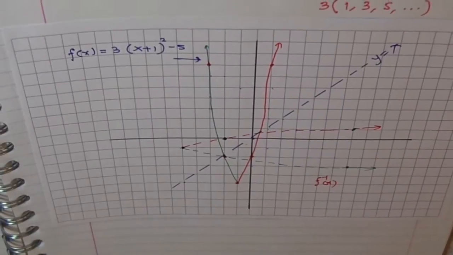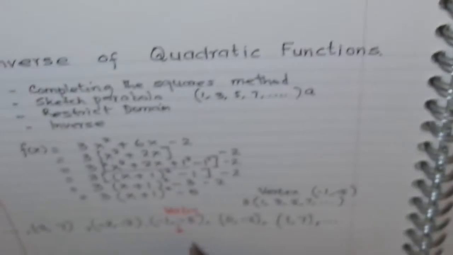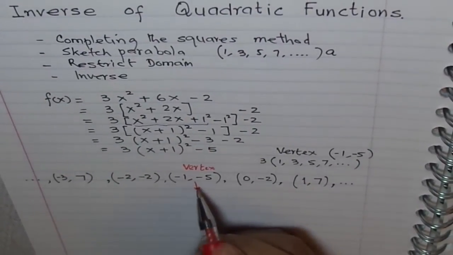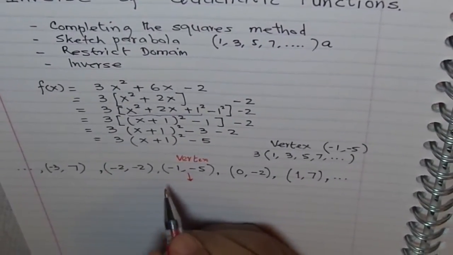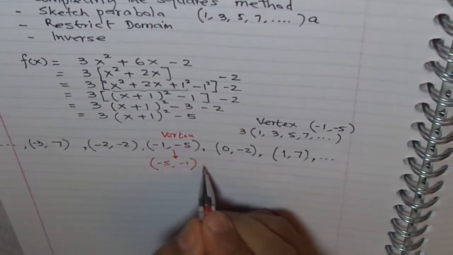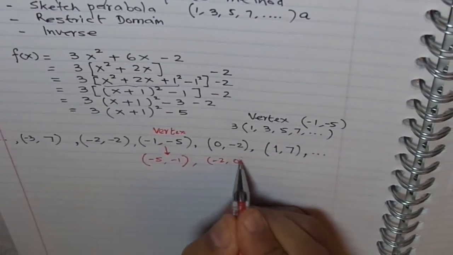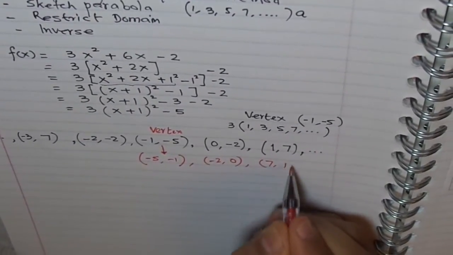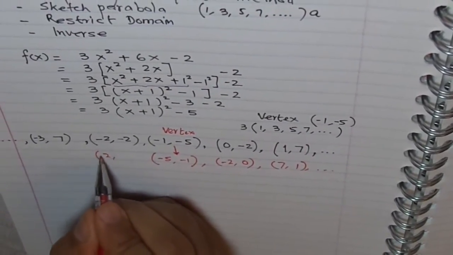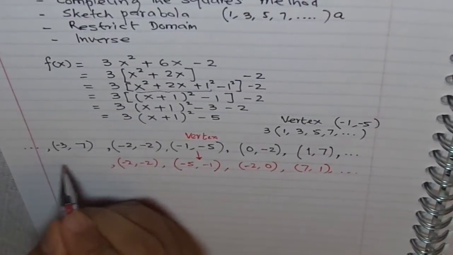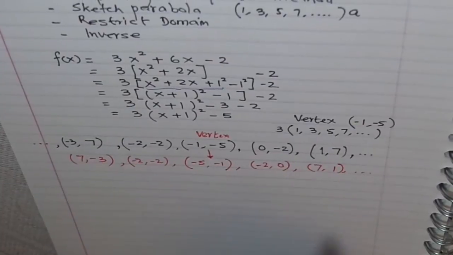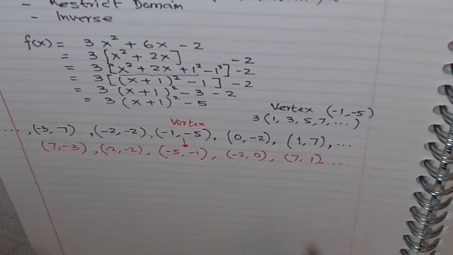So if we see inverse of this function points as a set of ordinate pairs, the ordered pairs, then they should flip, right? So this point should be -5, -1. Then we have -2, 0. And then we have 7 and 1. So on. On this side, this is invariant, -2, -2. And this will become 7, -3. Correct? So these are our points on the inverse of a function.